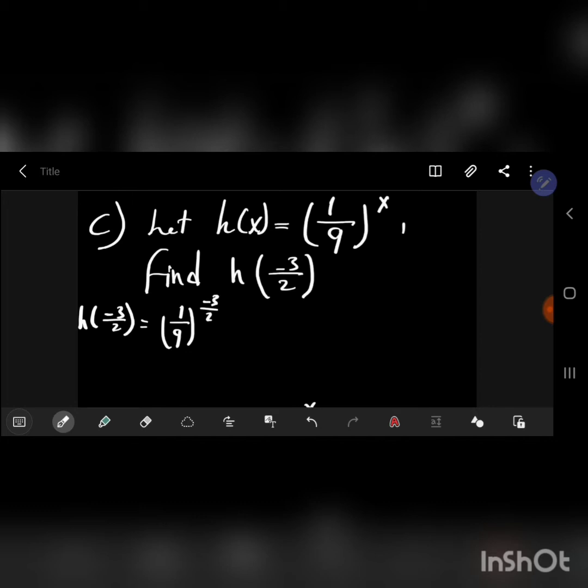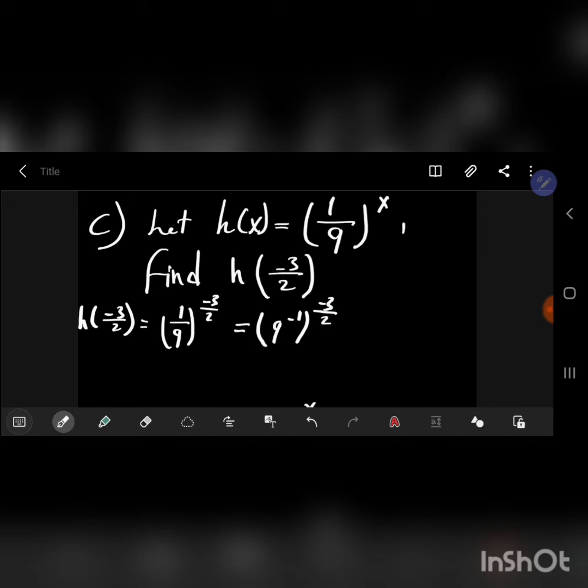It's the same. And if I want to get rid of 1 over 9, I will say 9 to the power minus 1, to the power minus 3 over 2. How do I do it like that? I move 9 from the denominator to the numerator, and I change the exponent from positive to negative. So I have 9 to the power minus 1, also to the power minus 3 over 2.